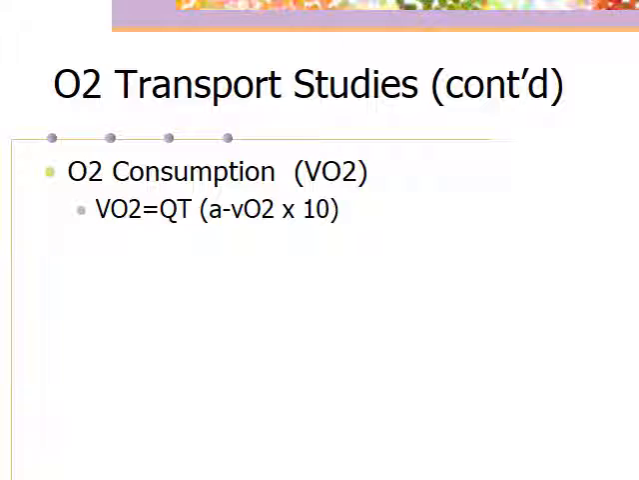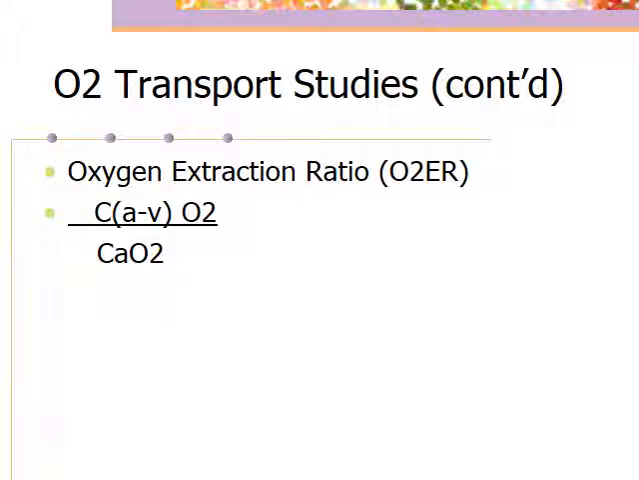And then we'll move on to the next one, O2 consumption. This is the amount of oxygen extracted by the tissues during a 1-minute period. Okay, so VO2 equals your cardiac output again, and now you're looking at your AV difference, so your CaO2 minus your CvO2. All right, the next thing we're going to talk about is our oxygen extraction ratio.